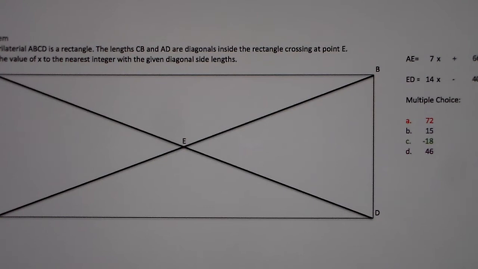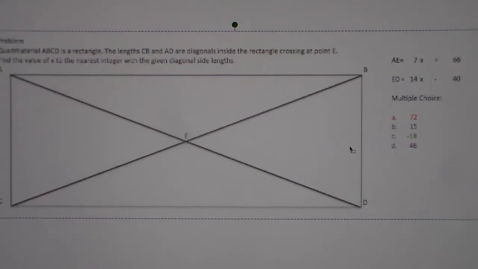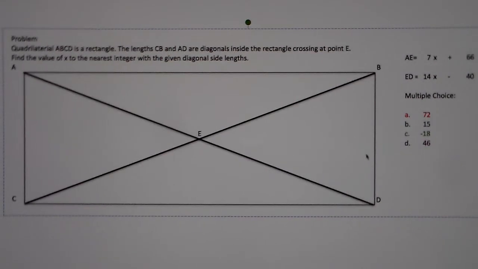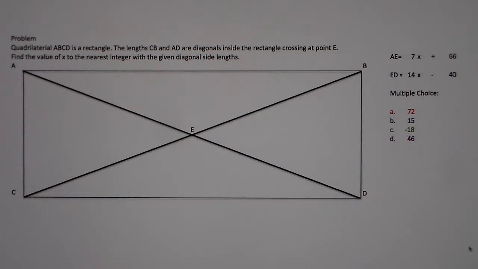Number 2 of our problems. So it's the same setup here. Quadrilateral ABCD is a rectangle. The lengths CB and AD are diagonals inside the rectangle crossing at point E. Find the value of x to the nearest integer with the given diagonal side lengths.